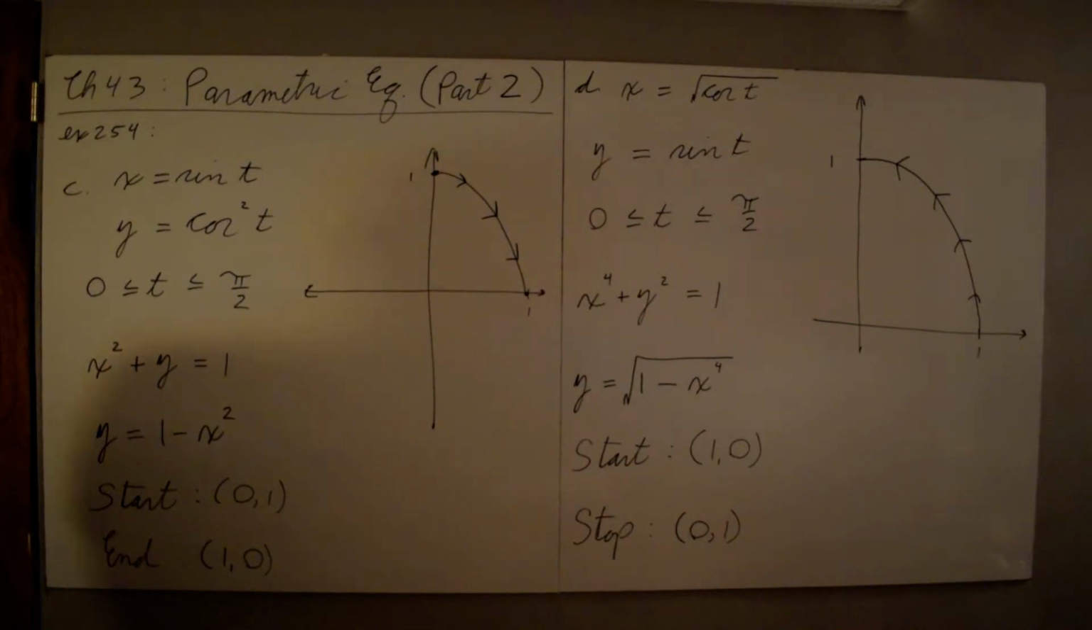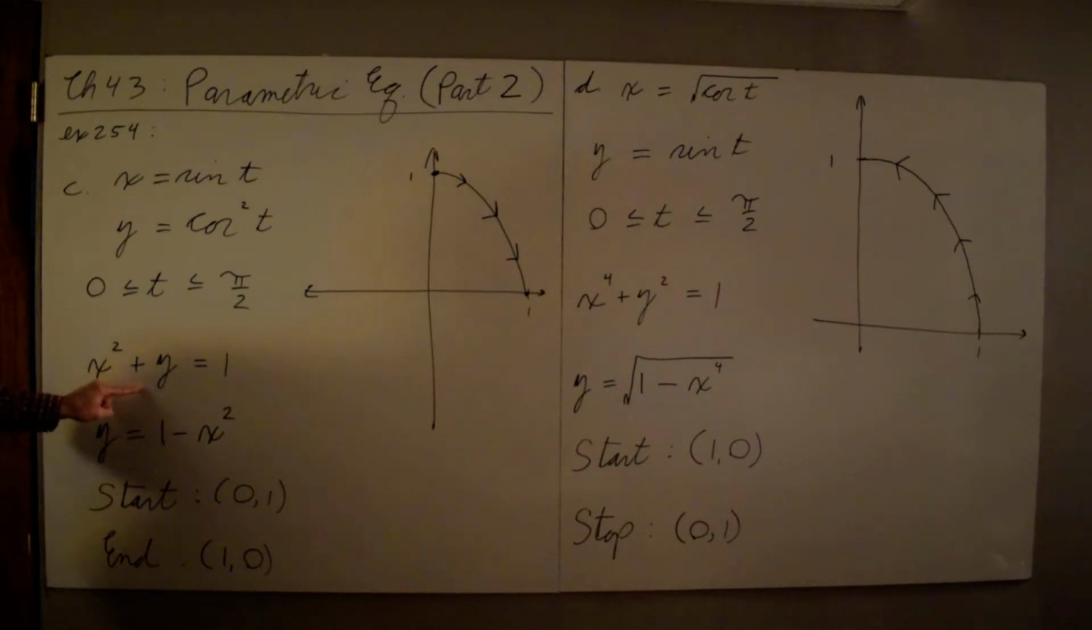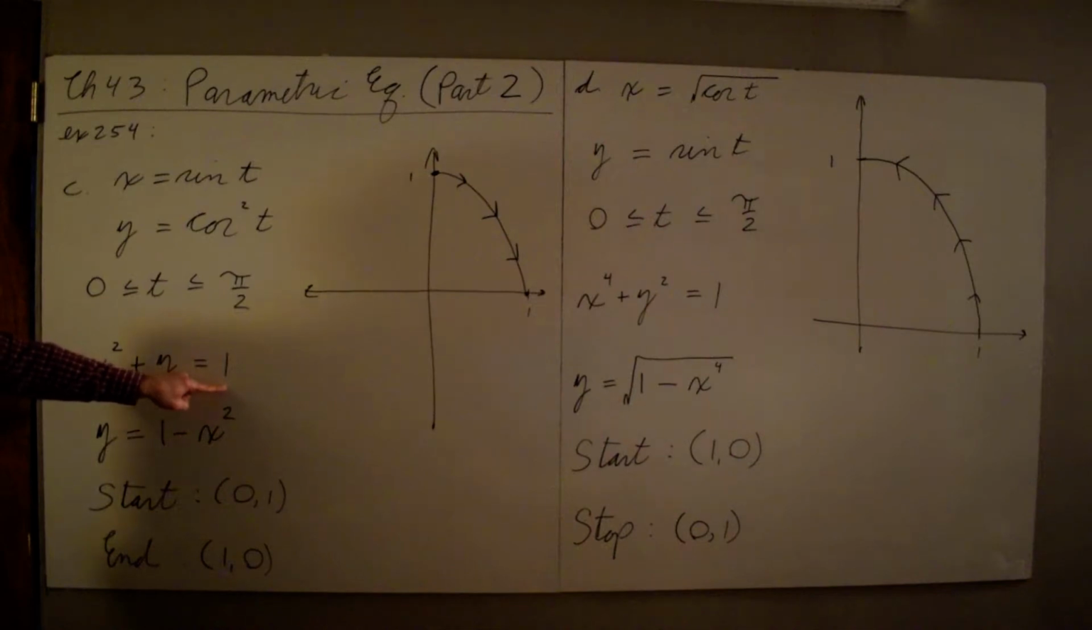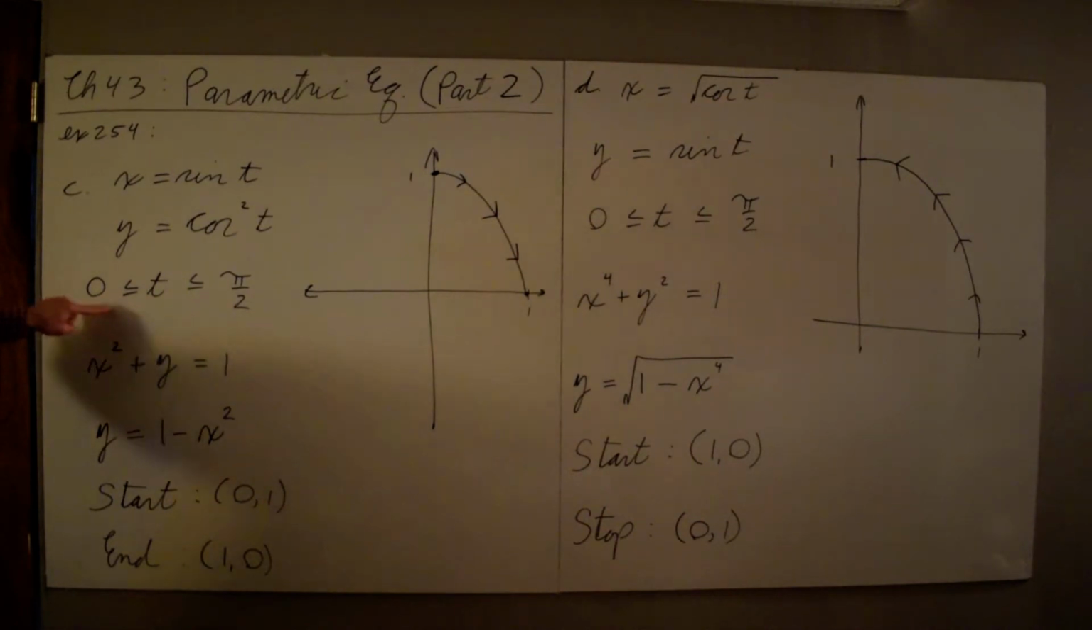And because sine squared plus cosine squared is equal to 1, we have x squared plus y is equal to 1. Now we solve for y in terms of x. y is 1 minus x squared. We pay attention to our parameter.